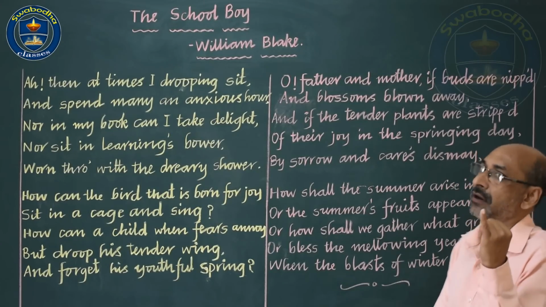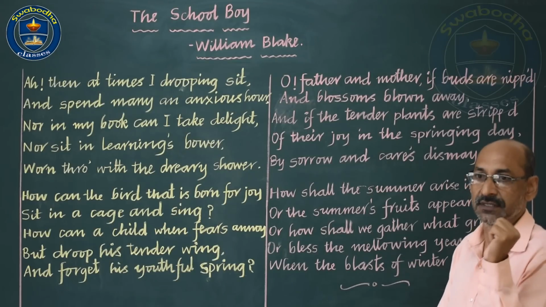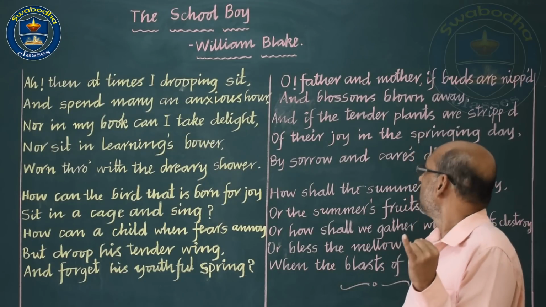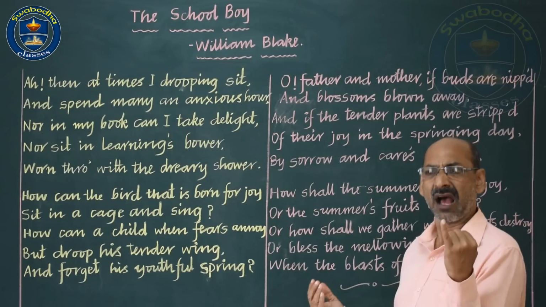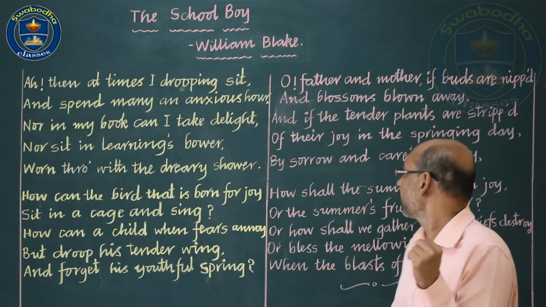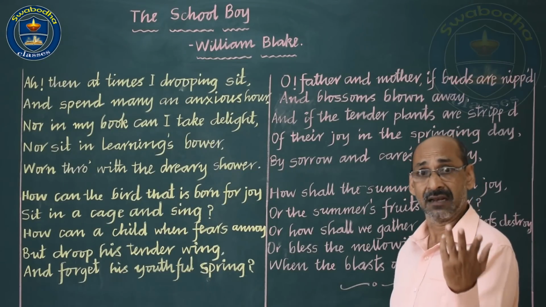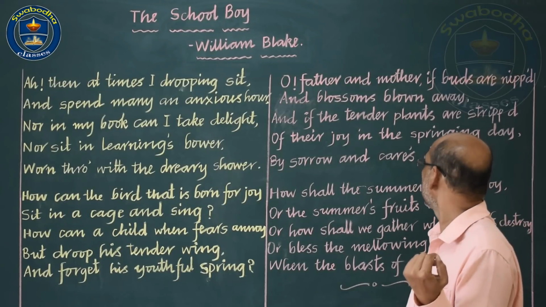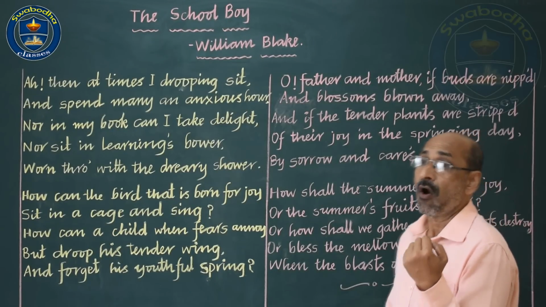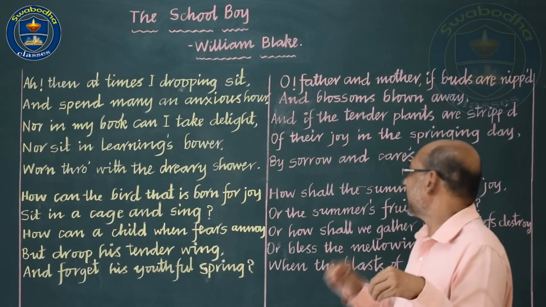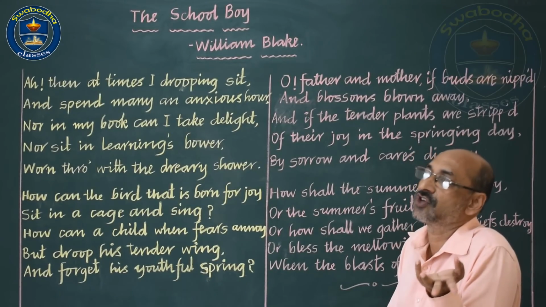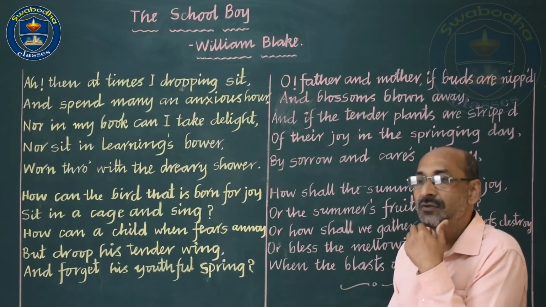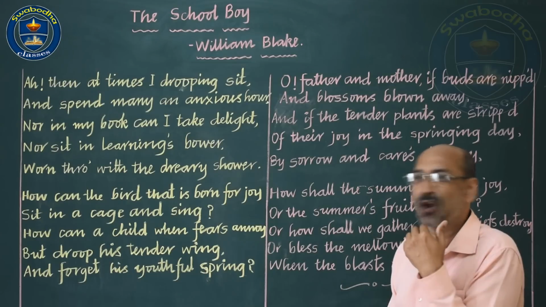Again, here there are metaphors. Bud is a metaphor for the growing child. Blossom, again, a little grown up young boy. Plant, again, a metaphor for a college student. And all of them are sitting in the classroom in grief, sorrow, and dismay, because all joy is robbed of them.